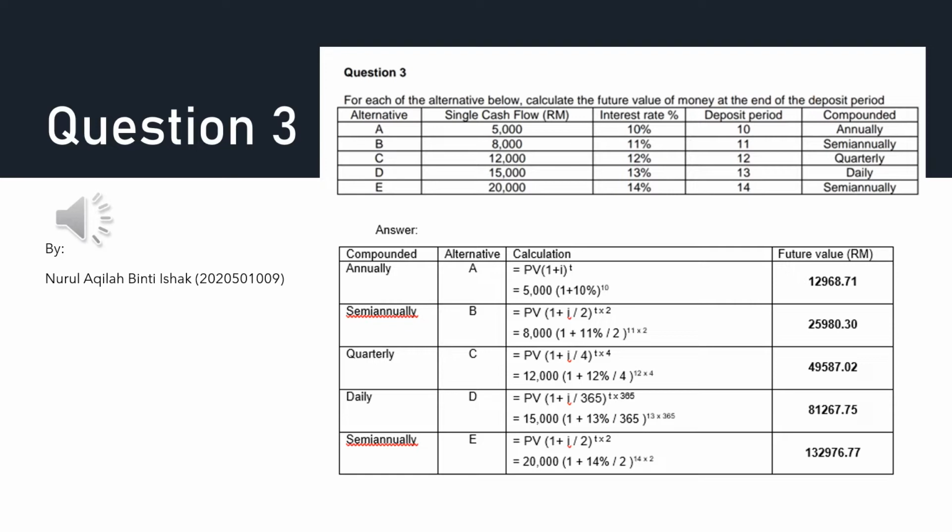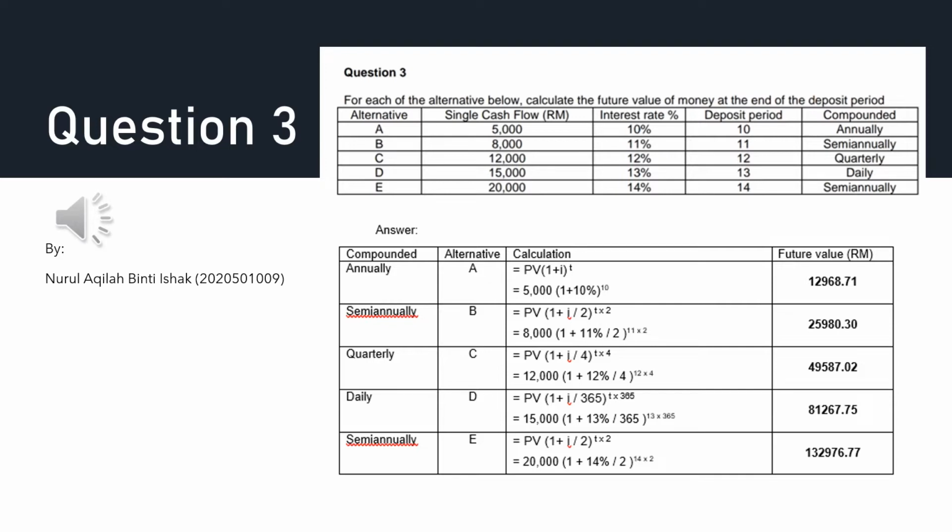The answer for alternative C, that is compounded quarterly, with the formula of calculation stated, we will get the future value of 49,587 ringgit and 2 cent.